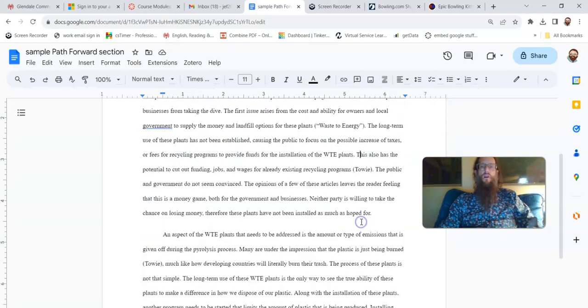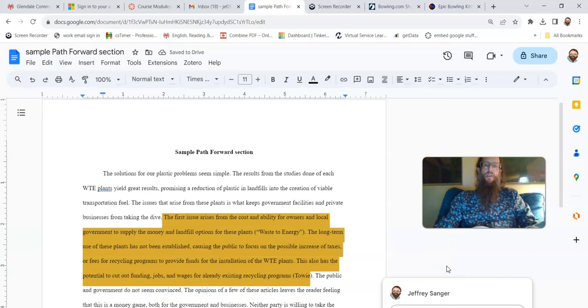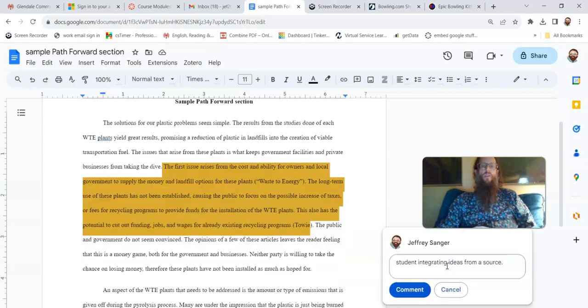So this is the student integrating ideas from a source. She's using paraphrase here, right? And so that's why there are no quotation marks, because all the wording is her own.